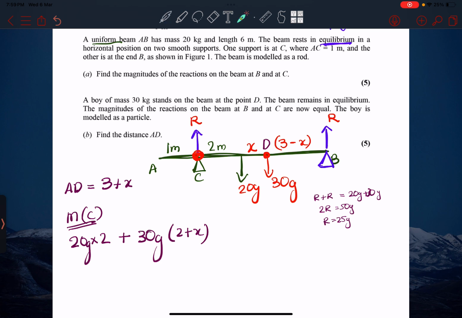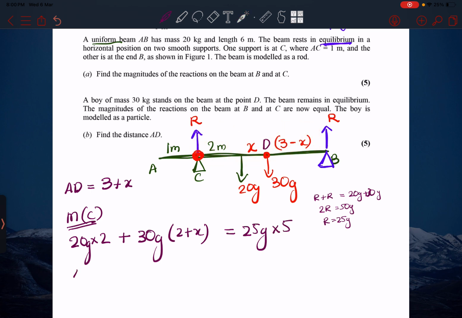And on the other side, going in the opposite direction, is the moment at B. So the reaction force is R, but we know R is 25 G's. And the perpendicular distance, now if you think about it, the entire distance is 6. This is 1. So the remaining distance is 5. Or you can do it the hard way, 2 plus x plus 3 minus x. Eventually it will always add up to 5. So this is times 5.